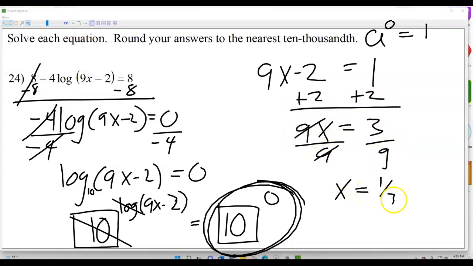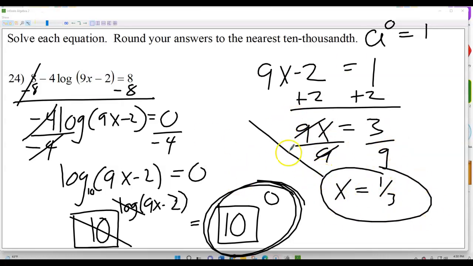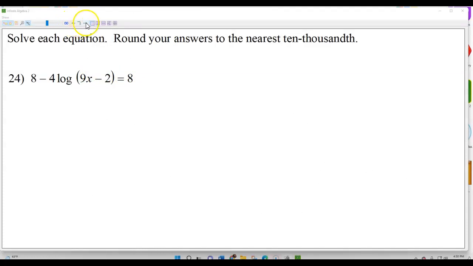3 over 9 reduces to 1/3, and we're good to go. And once again, if you want to check your answer by plugging it in to make sure it doesn't make any negatives, that might be a good idea. All right, let's go ahead and move on to number 26.